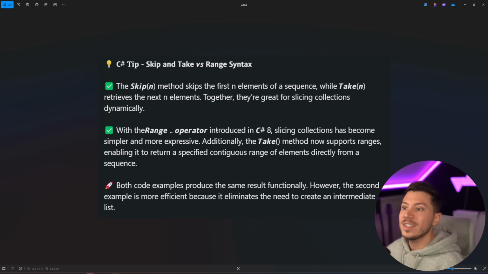The skip method skips the first elements and takes whatever together, they're great for slicing collections dynamically. The range collection introduced in C# 8, slicing becomes simpler and more expressive. Additionally, the take method now supports ranges, enabling it with a specific contiguous range of elements directly from a sequence. So both examples produce the same result functionally. However, the second example is more efficient, which eliminates the need to create an intermediate list.